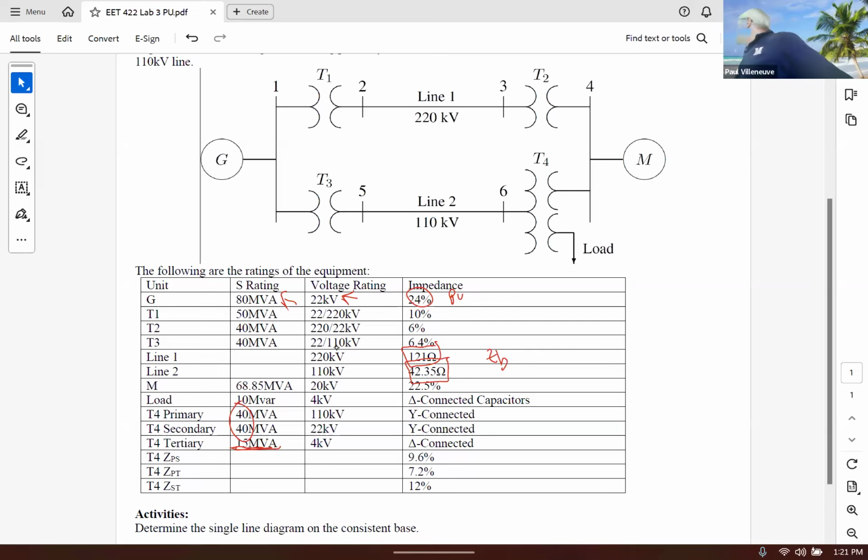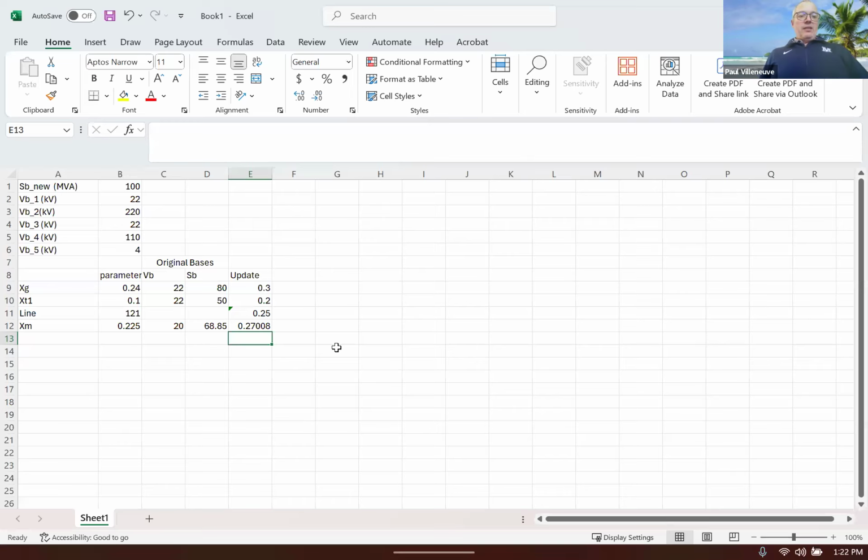The final thing we need is the load, which is delta connected capacitors. And do you remember how we talked about this in class? I think it was a second or third class. We talked about the different types of loads that we have available. There are fixed impedance or fixed power loads. This one, it's better to use a fixed power load. So how do we convert that to per unit? All we need to do is call this our load. And we're going to treat it as fixed power.